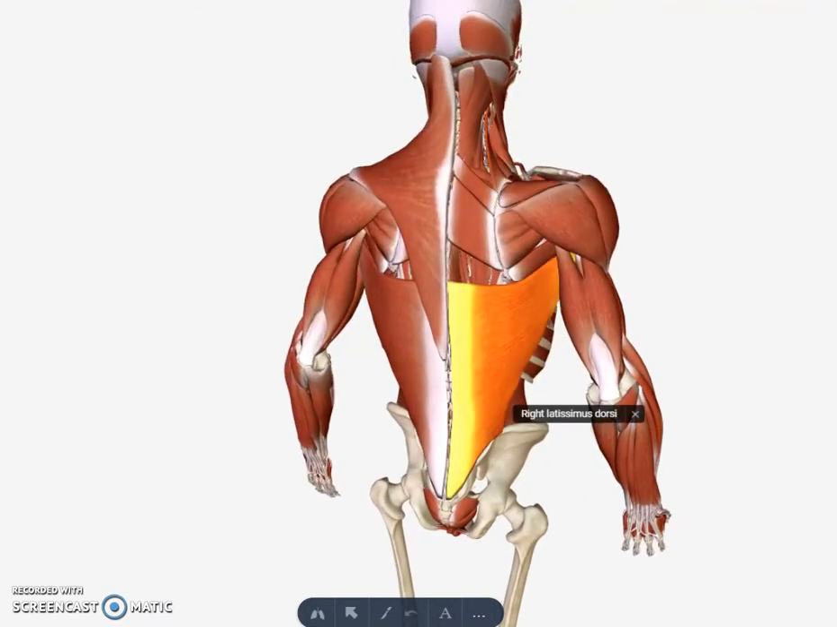This is the latissimus dorsi. It allows pulling and rowing. The origin is the vertebrae, iliac crest, scapula, and ribs. The insertion is the humerus.